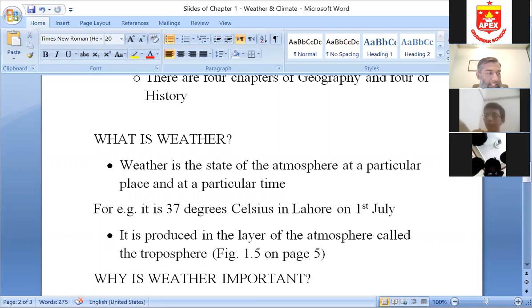So you understand, the troposphere is the place that is closest to the earth's surface, and in this area the weather functions and the weather is applicable. Do you understand this now?